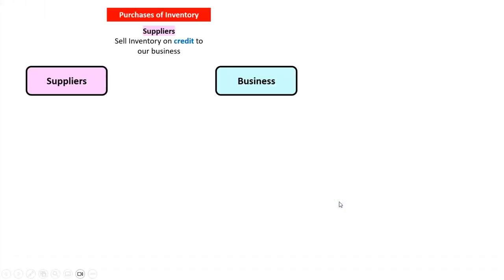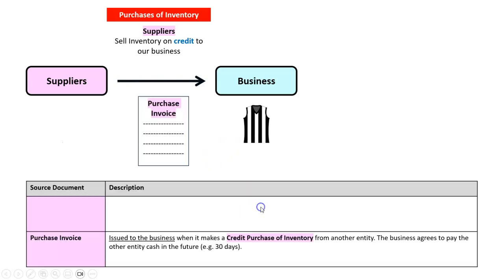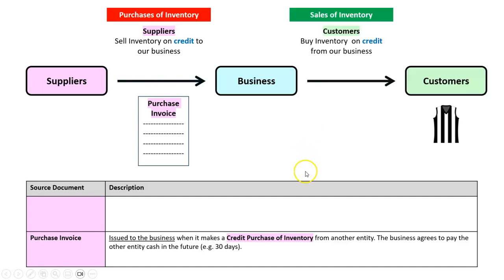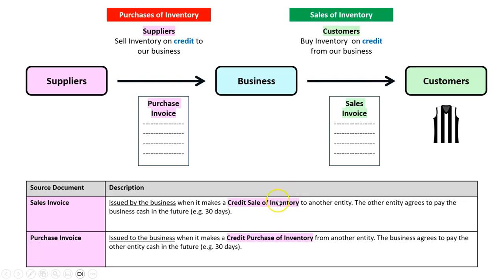So just to summarize how all these documents will work with some diagrams, here's suppliers and here's our business. When we purchase inventory on credit from suppliers, for example, footy jumpers, we will get a purchase invoice. That is issued to our business because we made a credit purchase of inventory. And when we sell those to customers, that'll be a credit sale, and the source document will be a sales invoice. That's issued by our business when it makes a credit sale.